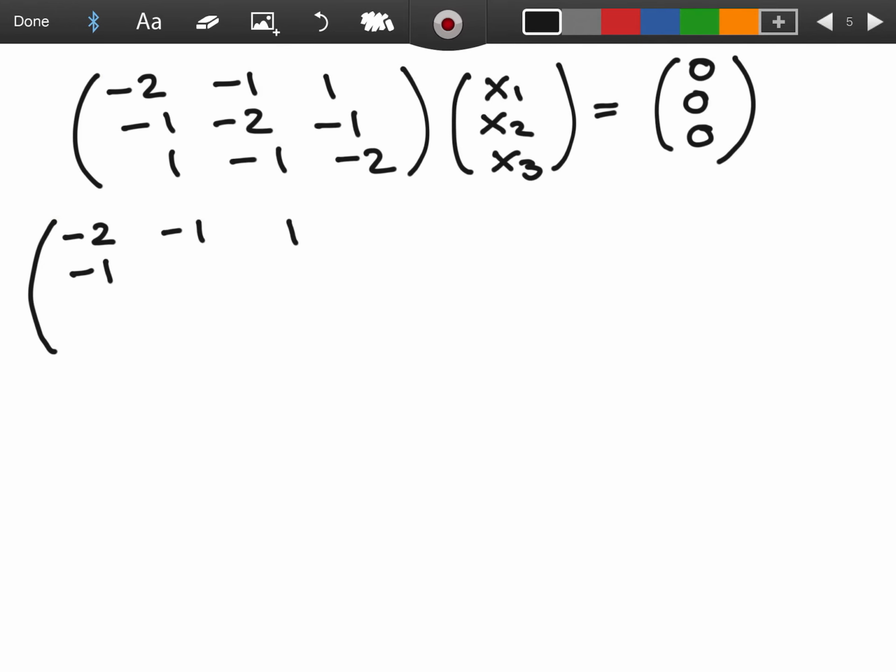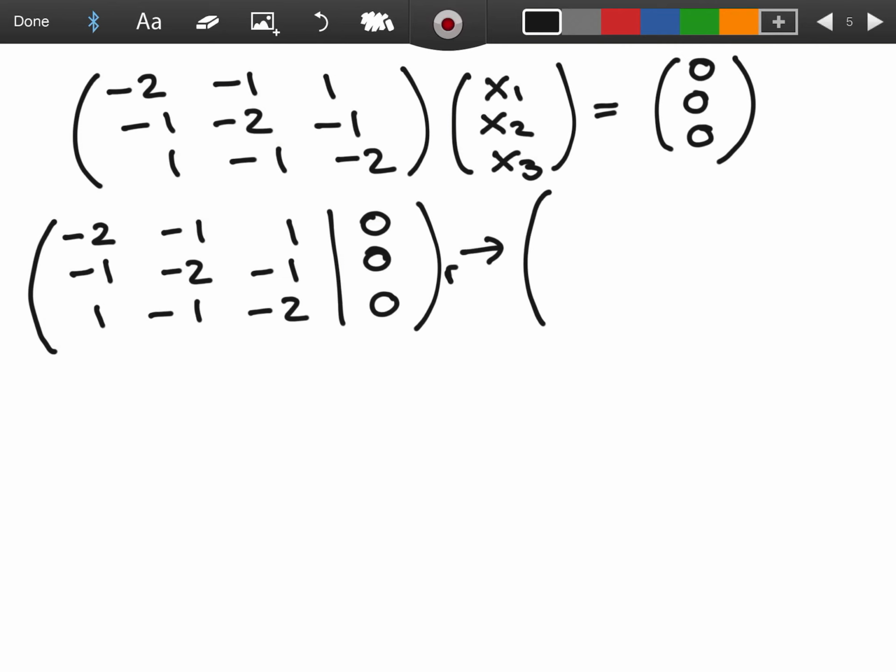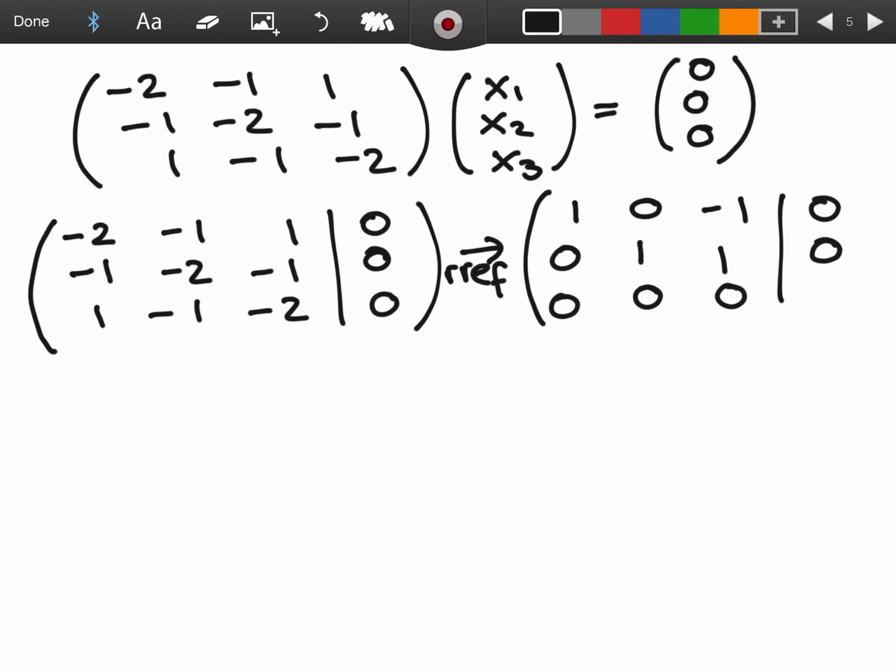If I'm trying to solve that system, I'm going to create an augmented matrix and reduce it down to try and solve for x. And if you do that, again, you can type this into a calculator to find the reduced row echelon form. What you end up with is this matrix.